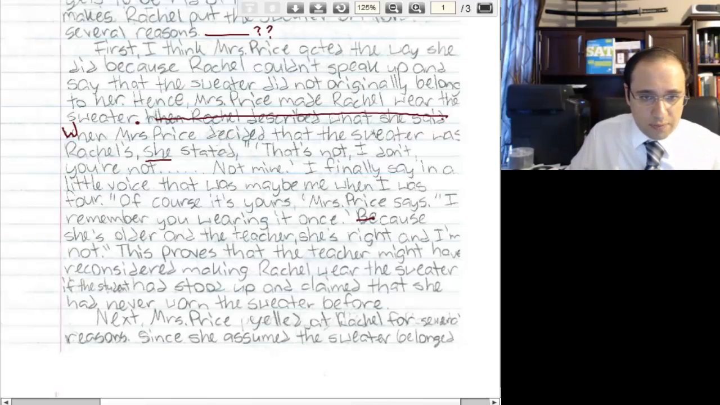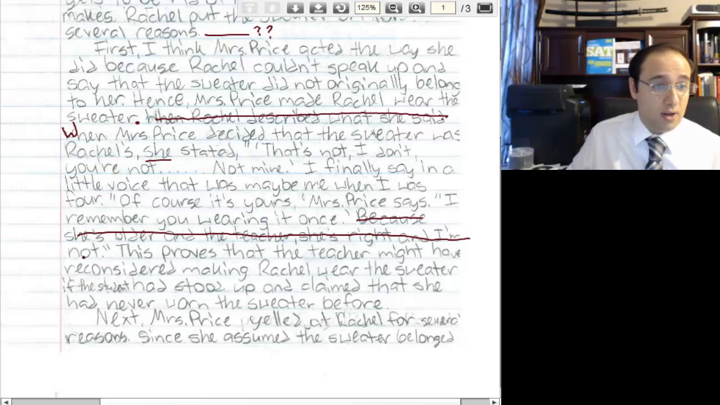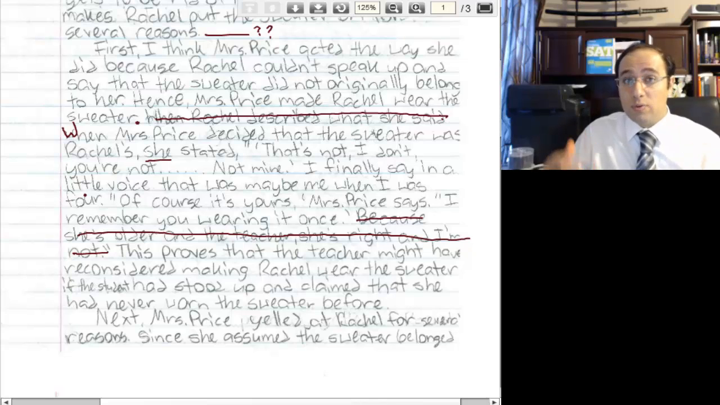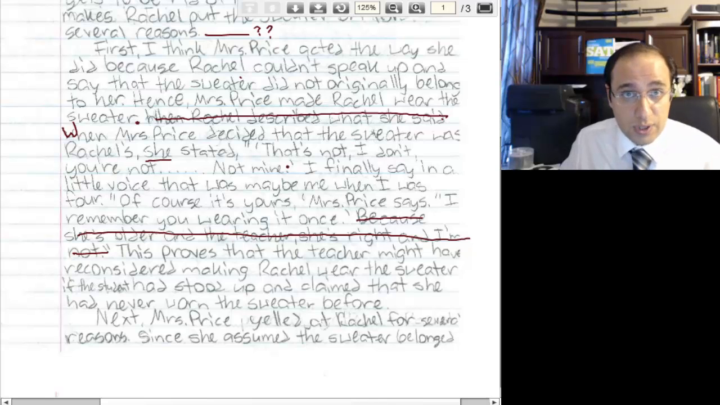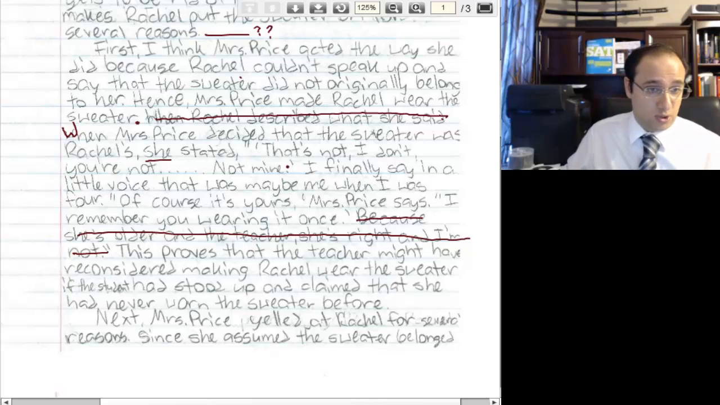You don't need this part, because she's older and the teacher, she is right and I'm not. You don't have to overquote from the story, because here you're basically talking about how Mrs. Price acted the way she did because Rachel couldn't speak up. So it's enough what Rachel said at the beginning, when she said, "Not mine, that's not, I don't, you're not mine."